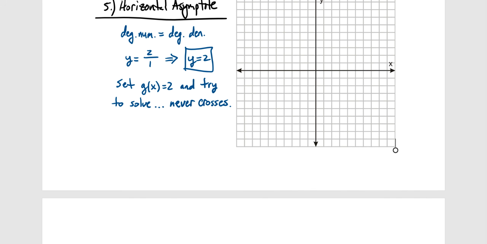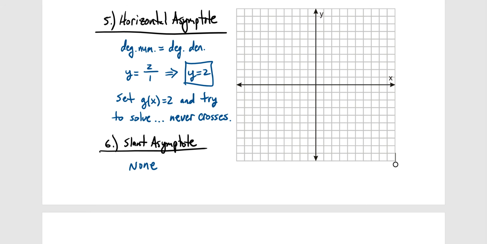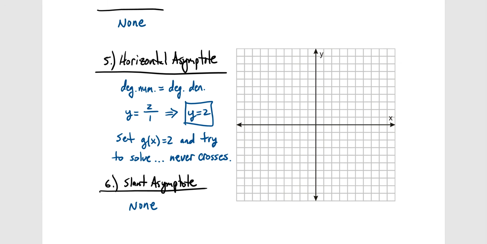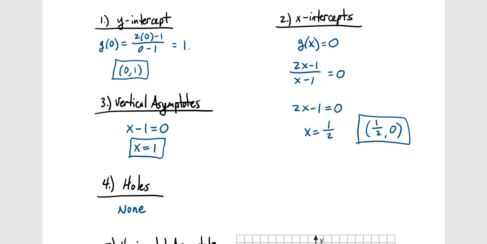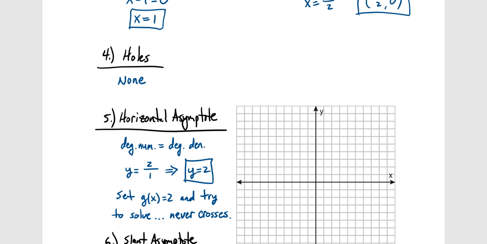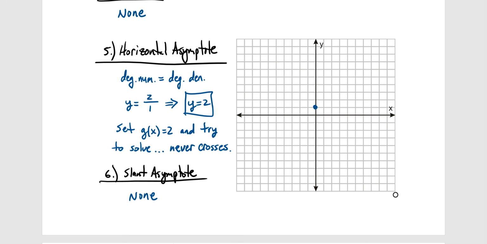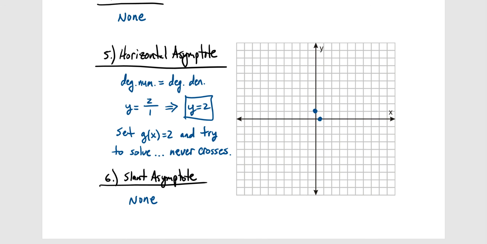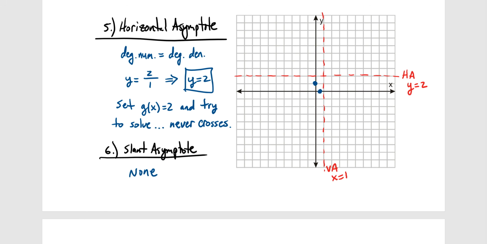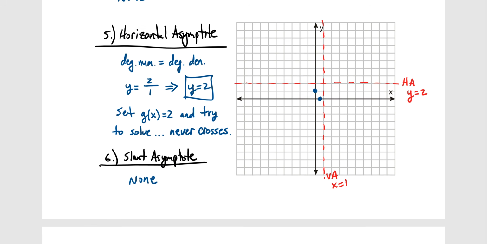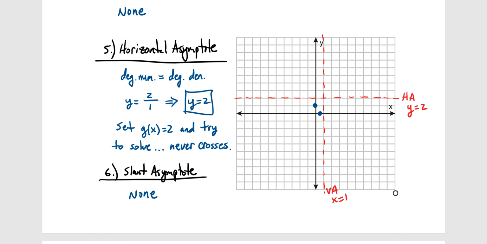And then for the sixth one, for slant asymptote, we know there's no slant asymptote because we already have a horizontal asymptote, and the degree of the numerator is not greater by 1 than the denominator. Before we plot some points, let's graph what we have so far. We have the y-intercept at 1, the x-intercept at 1/2, a vertical asymptote at x equals 1, and a horizontal asymptote at y equals 2. That's about all the information we have for this graph.